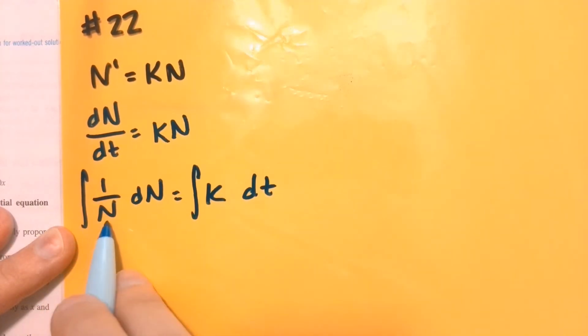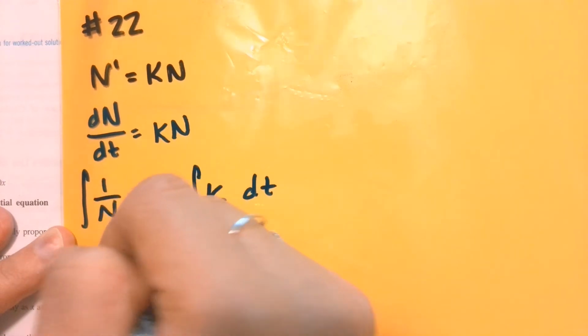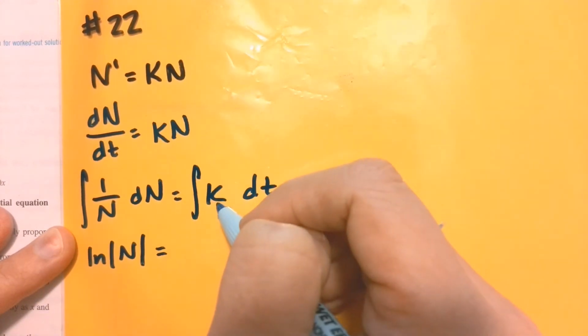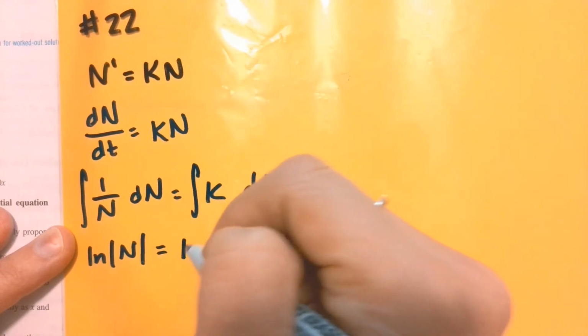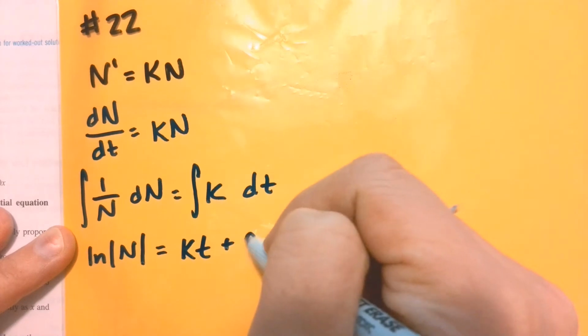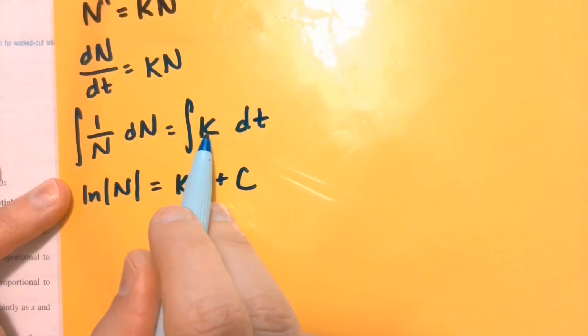My integral of 1 over n is going to be that natural log of absolute value of n. And then on the right side, since I'm integrating with respect to t, I will have a kt plus c. Remember, k is a constant. So if it was a 5, I would have 5t or 5x. So I've got a kt plus c.